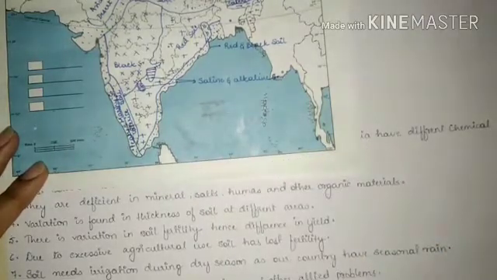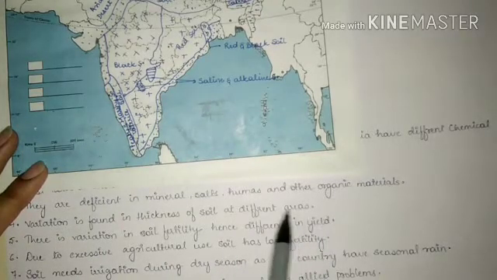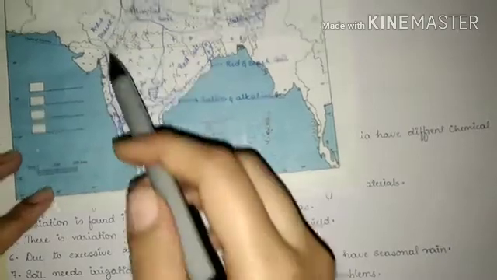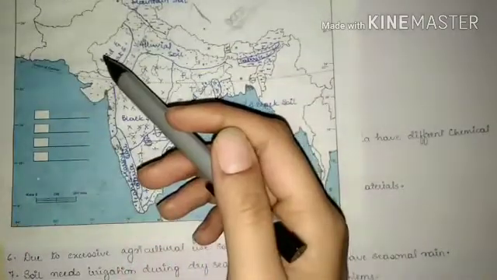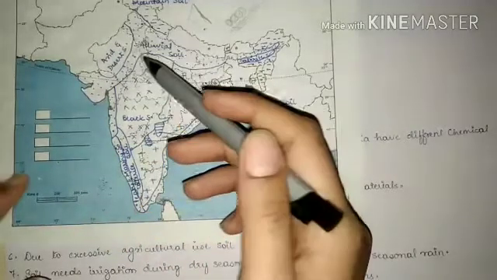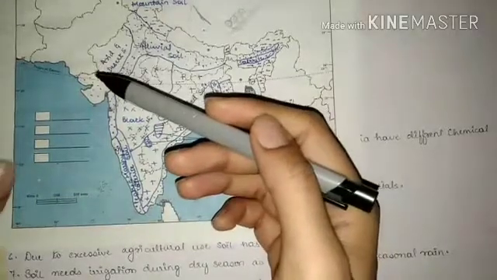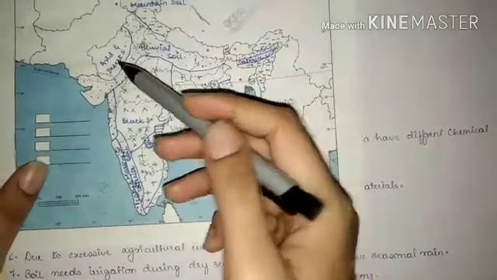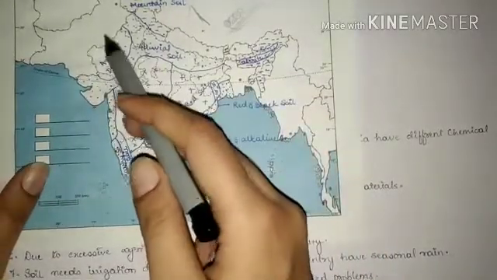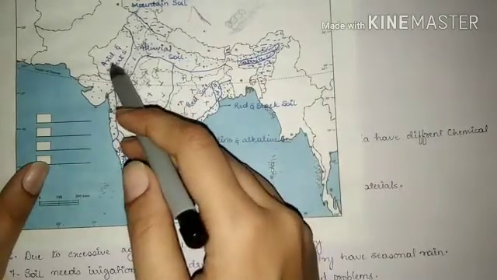Next, there is variation in soil fertility, and hence there is a difference in the yield. Obviously, the soil having a good amount of mineral content, as well as fertile soil, will help in more production of crops, a bumper crop, while the other one, like arid and desert soil, will have very little fertility, hence the crop yield will be very low.